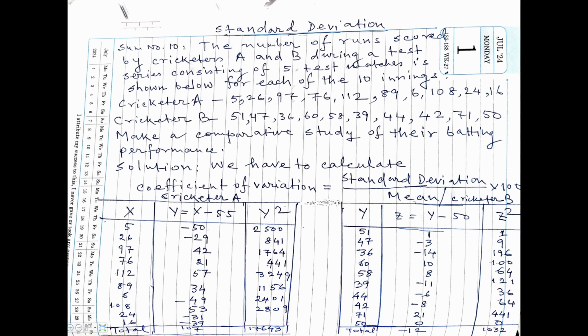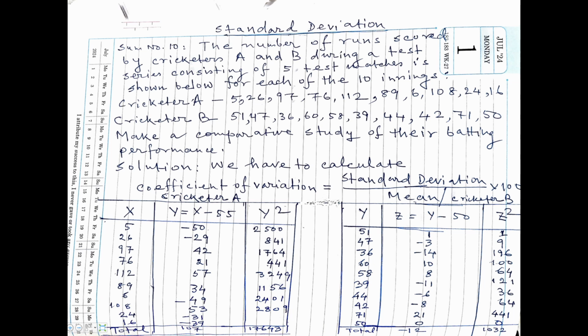So now we are going to calculate the coefficient of variation of each cricketer. For this, we are making two tables. One table for cricketer A, another table for cricketer B. For cricketer A, we have made 3 columns. First column is X, second column is capital Y, third column is capital Y square.